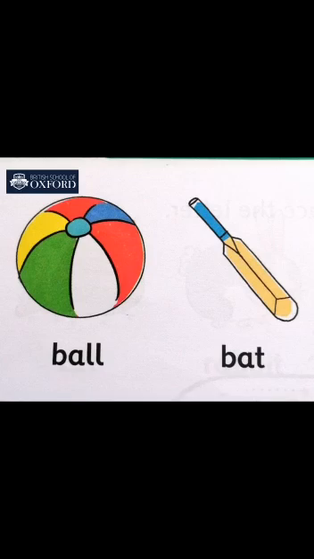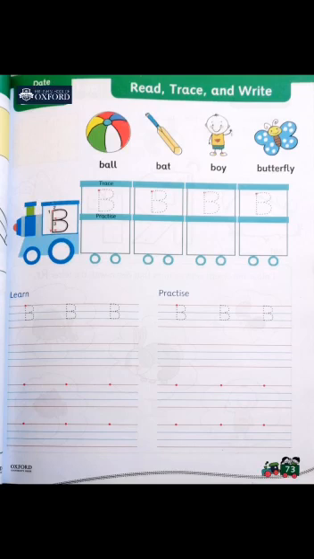This one is ball and bat. Starting sound is B. B ball, B bat. Now you have to write on your work page. Open your work page and write letter B. In your book, you have to just write the capital letter, and in your notebook, you have to write both letters, B and b. It's so easy to write.